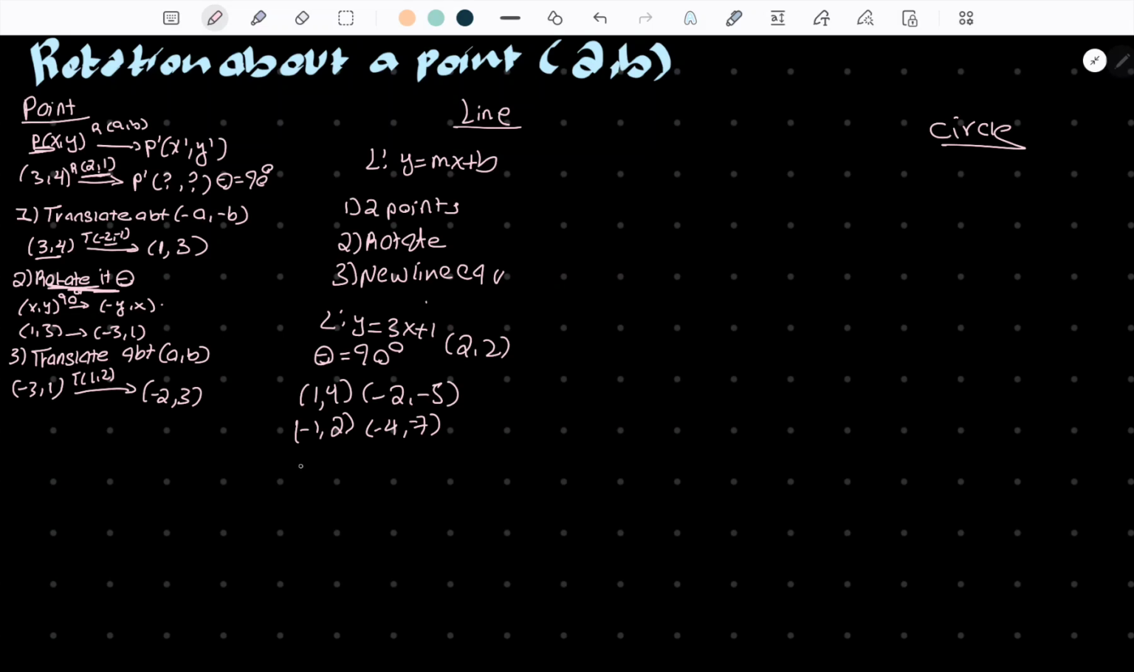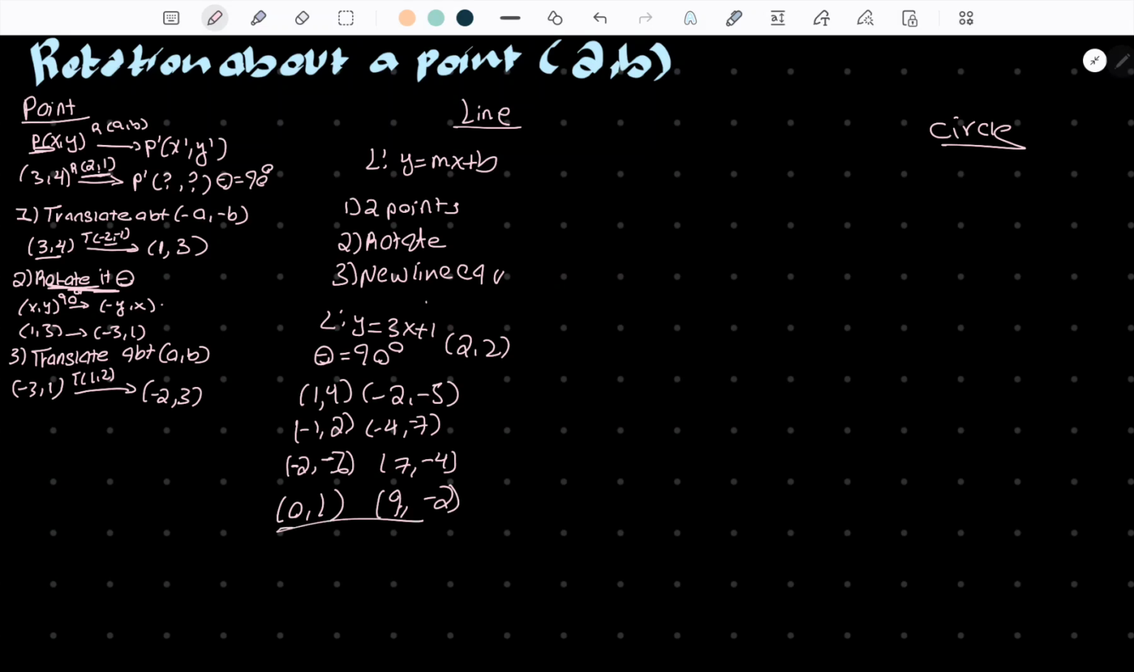And then the next thing that we're gonna do is rotate it about 90 degrees. So this is pretty self-explanatory. We're just gonna flip the numbers and then make our new x negative. So this is -7, so it's gonna be 7, -4. And then we're gonna push it back to the original point. So we're just gonna add 2 for both. It's gonna be 0, 1, and then 9, -2. So we already found our final points.